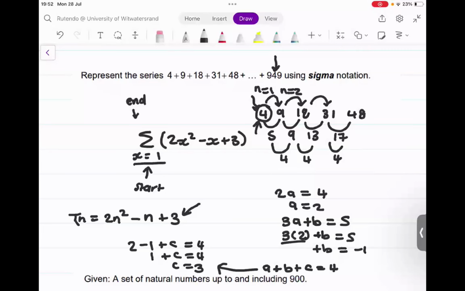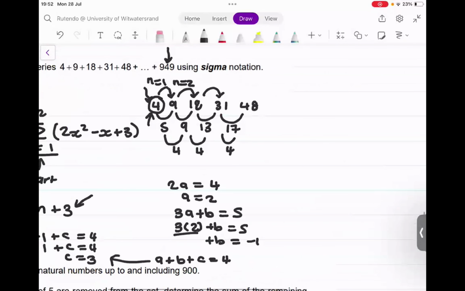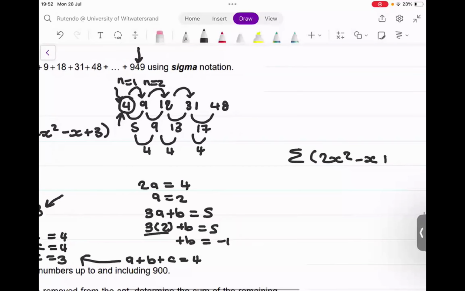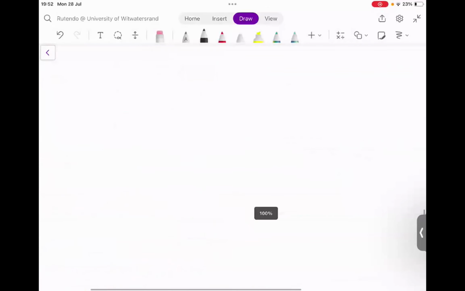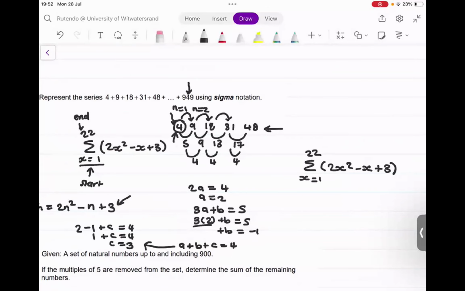Okay, and so I'm seeing a lot of 22s. So here we go. 22 is going to be our top bit. And now you've written in sigma notation. Because now if I was to look at this, let's say you've given me just the sigma notation of 2x squared minus x plus 3, and you're telling me that x starts at 1 and it finishes at 22, I can replicate this sequence and tell you where it ends. I can tell you that last term, because when I substitute in 22 into there and there, I will get 949.